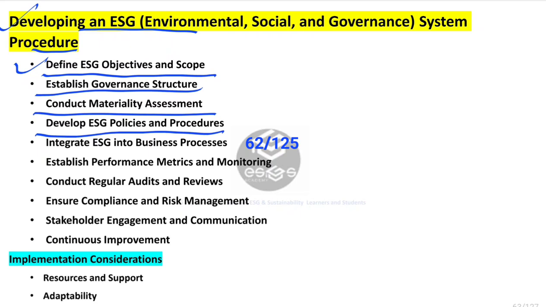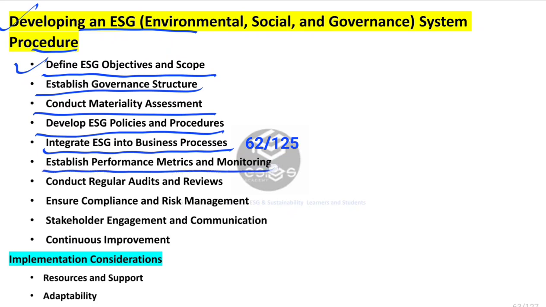risk management procedures. In the next, we integrate ESG into the business processes. We should have the integration plans. We embed ESG considerations into the core business operations, business processes such as strategic planning, risk management, procurement, supply chain management. Also, we need to provide training and awareness. We need to conduct training programs to educate employees on ESG policies, procedures, and their roles in achieving ESG goals.